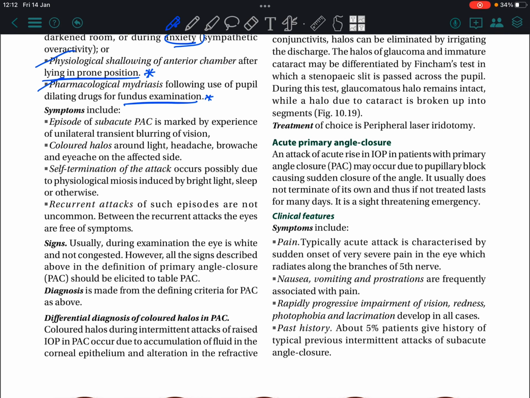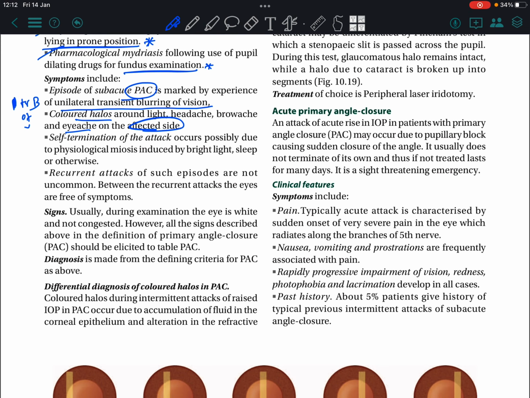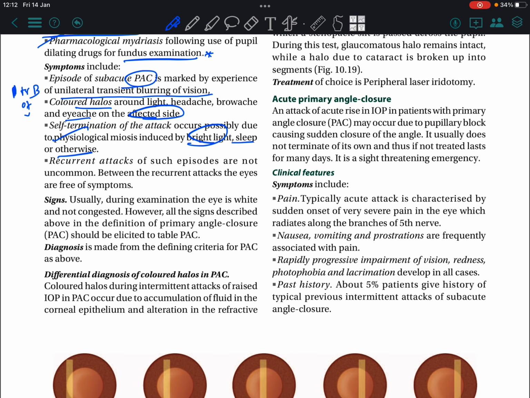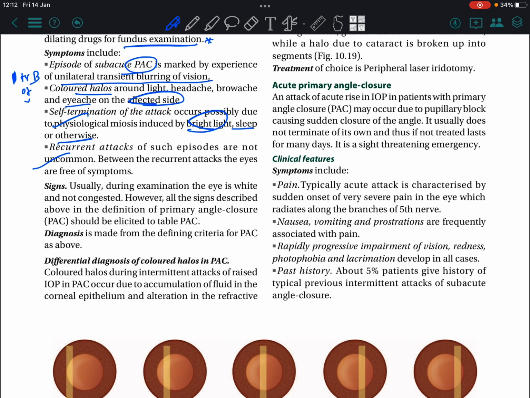Symptoms: an episode of subacute PSC is marked by the experience of unilateral transient blurring of vision, colored halos around lights, headache, and eye ache on the affected side. The attack self-terminates, possibly due to physiological miosis induced by bright light or sleep. Recurrent attacks of such episodes are not uncommon. Between the recurrent attacks, the eyes are free of symptoms.